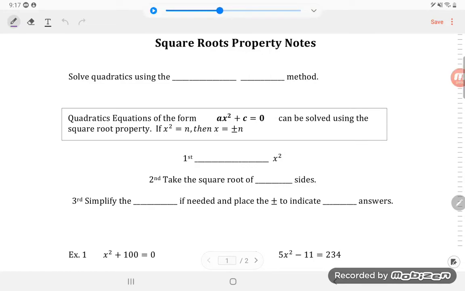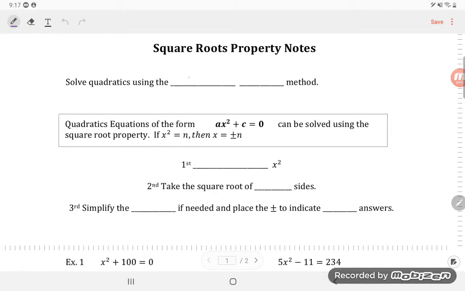This video is on the square roots property. In this set of notes, we're going to solve quadratics using the square roots method.